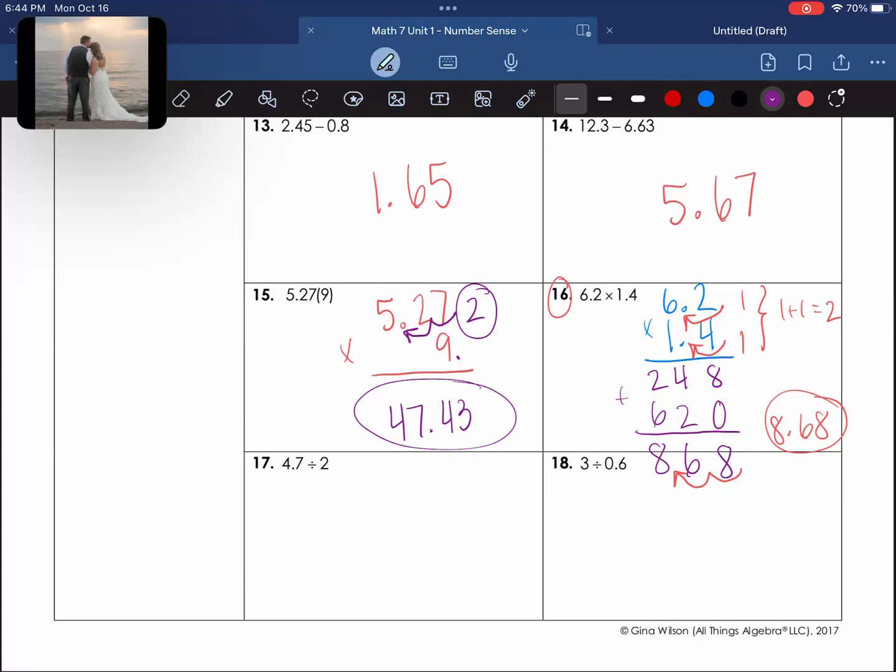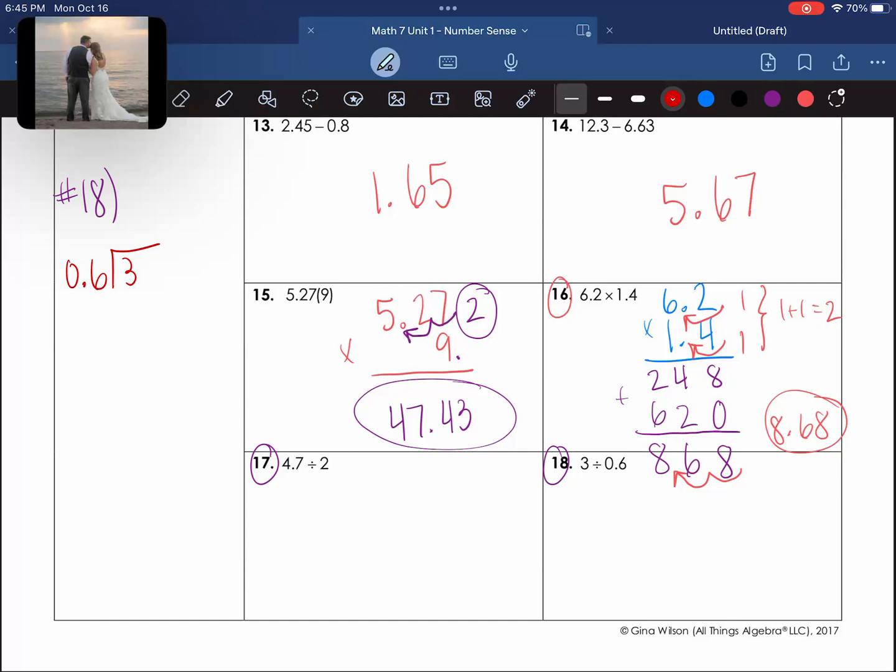Now for the hardest ones, 17 and 18. Okay, you need to set it up like a regular long division problem. I'm going to do number 18 over here on this side, so I have lots of room. Okay, so we have 3 divided by 0 6/10. You cannot have a decimal on the outside. So we have to move the decimal over so that we don't have it anymore, which means it's just at the very end.